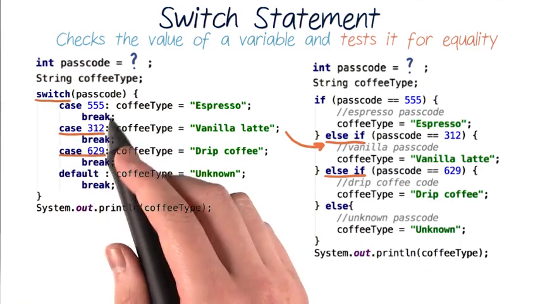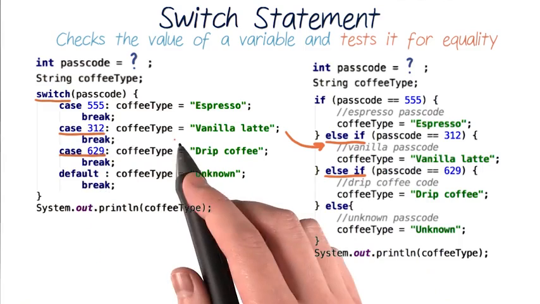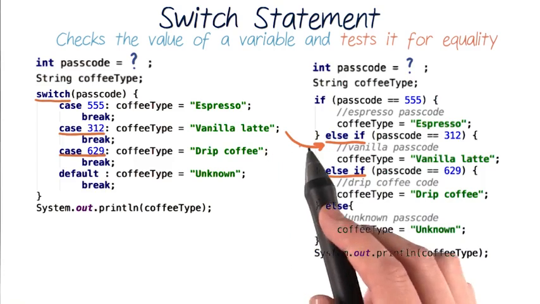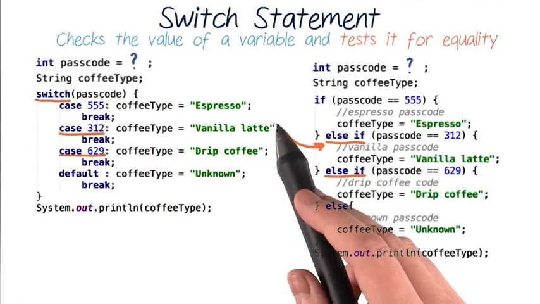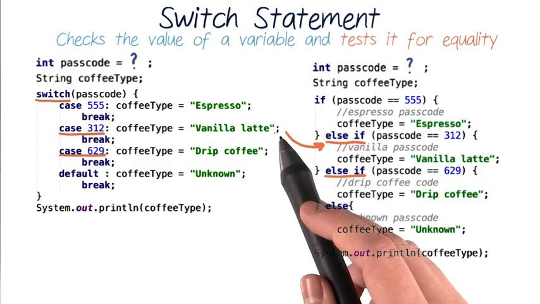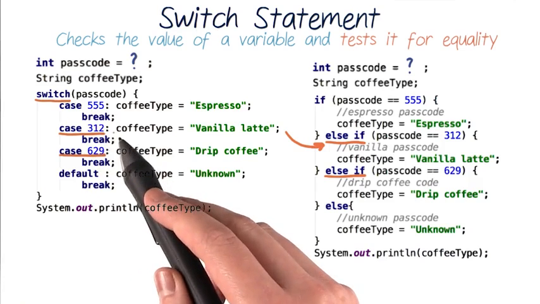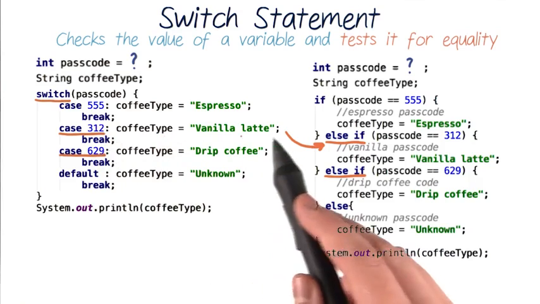This case checks if our passcode is equal to 312. If it is, we set our coffee type to be vanilla latte. If it's not, we move on to our next case, just like we'd move on to our next else if. So these 3 cases check for our 3 known passcode values. And if our passcode matches any one of these values, we'll enter the corresponding case code and set our coffee type to the correct coffee value.